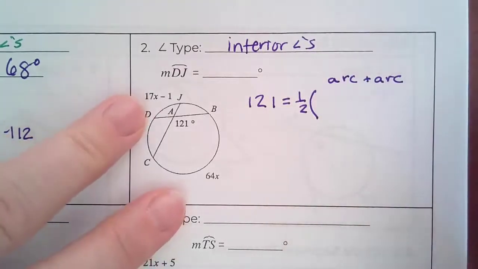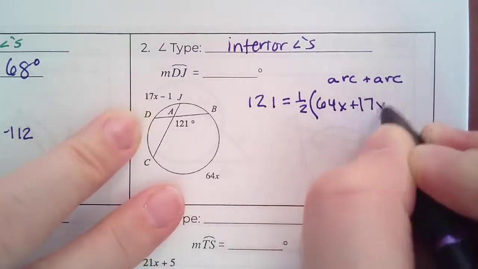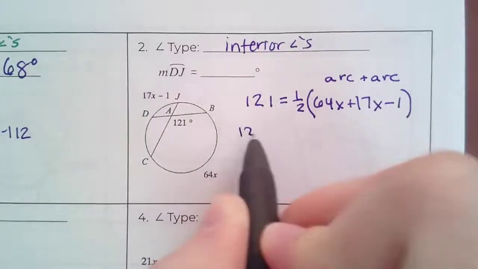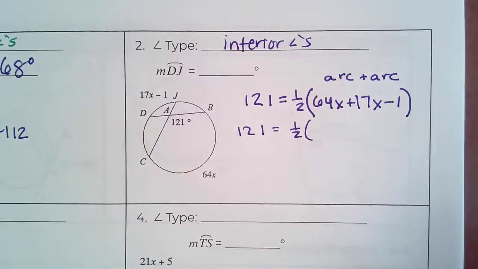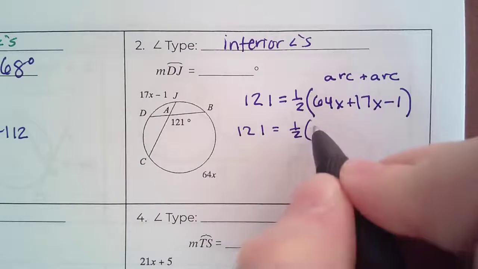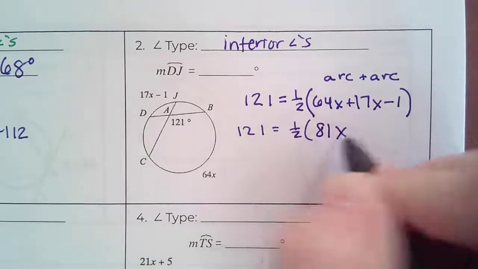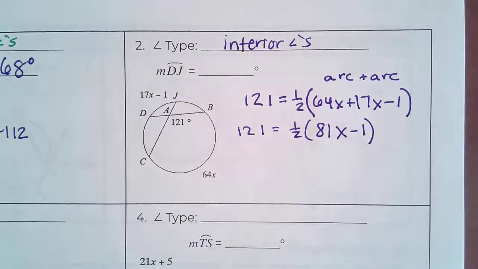So adding these two things together, 64x plus 17x minus 1. So 121 equals 1/2. I'll combine my like terms in my parentheses. 64x plus 17x, 81x minus 1. Then you need to distribute your 1/2.